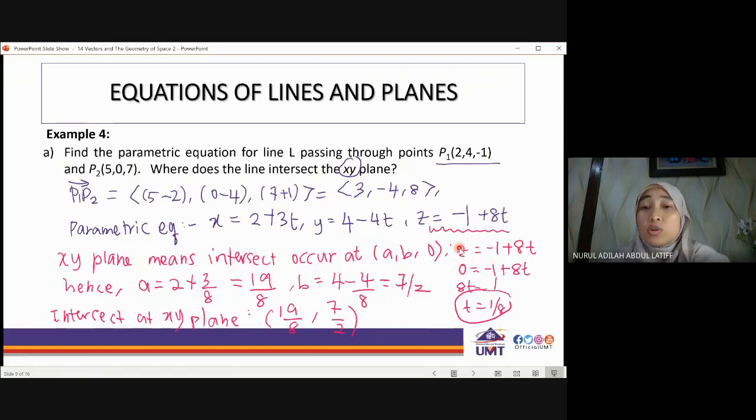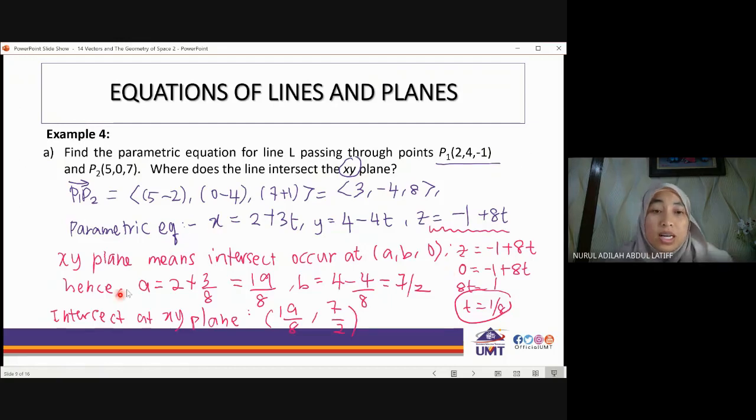Alright, how to find t? We take it from the parametric equation. z is equal to negative 1 plus 8t. Now we know that z is equal to 0. So 0 is equal to negative 1 plus 8t. So 8t is equal to 1. So t is equal to 1 over 8.